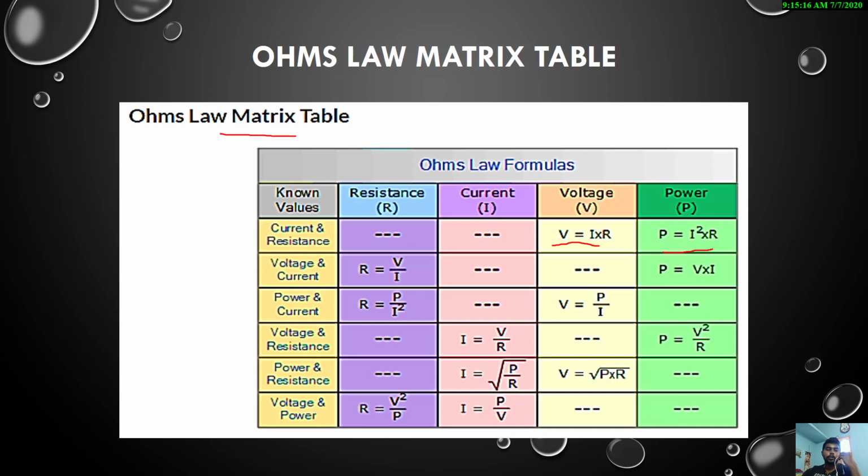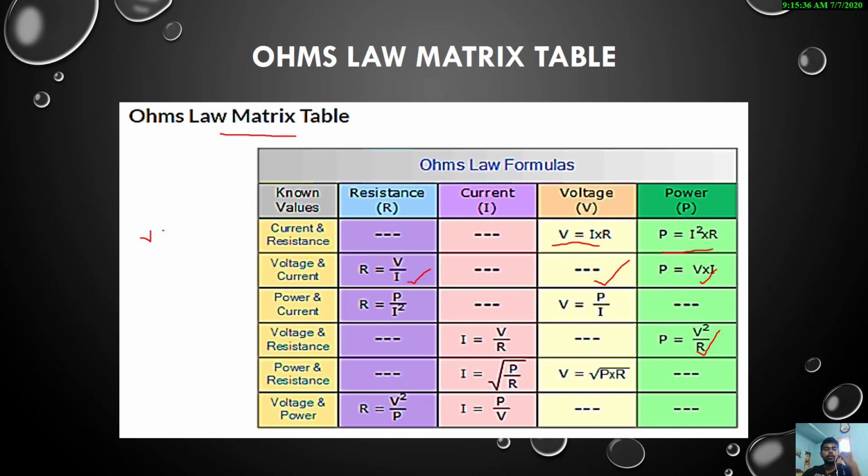Similarly, if the known values are voltage and current, power and current, voltage and resistance, power and resistance, and voltage and power, we have different formulas as we have seen in the Ohm's law pie chart. Based on the formulas, we can rearrange them and find the unknown value.